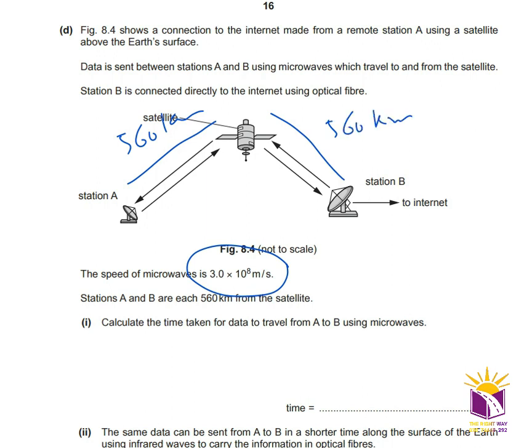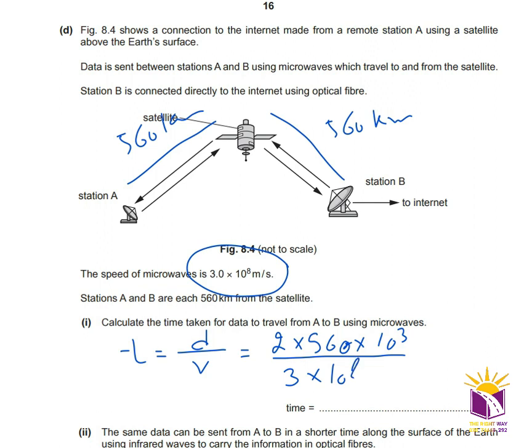Calculate the time taken for the data to travel from A to B. From A to B, the time will be equal to distance divided by speed. So distance will be equal to 2 times 560 multiplied by 10^3, divided by the speed, which is 3 × 10^8. Your answer is 0.0037 seconds.